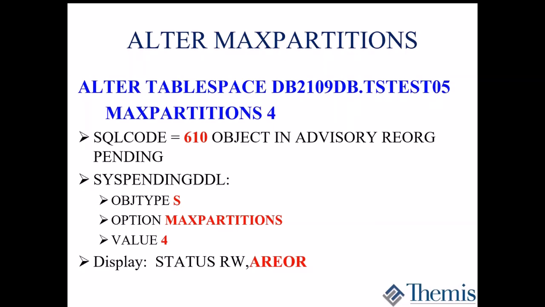And if we look at the SYSPENDINGDDL catalog table, you'll see an entry for this table space now with an object type of S. It's a table space. The option that we changed is MAXPARTITIONS, and we set it to 4. So this change hasn't actually happened yet. We ran the alter. It threw a row in SYSPENDINGDDL, and it's going to actually happen at the next online REORG SHRLEVEL REFERENCE or SHRLEVEL CHANGE.